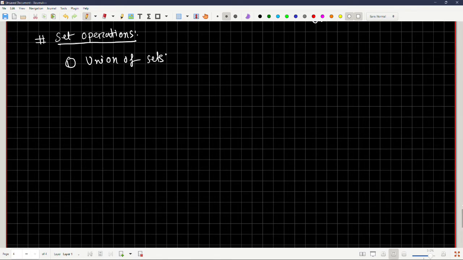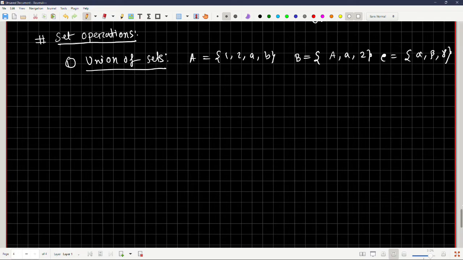Okay, so I think we defined a lot of the stuff regarding sets, all the basic stuff. Now what I want to do is introduce some basic set operations. The first one is called a union of sets. So what is a union? Let's say you have set A equals 1, 2, a, b, B equals capital A, small a, 2, and C equals alpha, beta, and gamma.